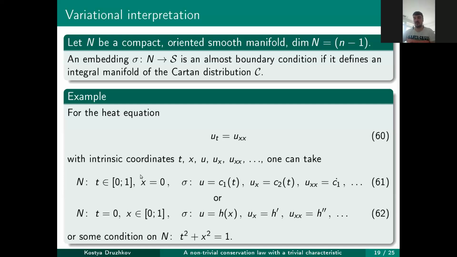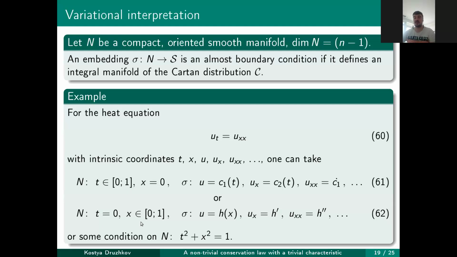And on this submanifold, we can consider the corresponding almost boundary condition. It has this form. It is given by two functions of time, c1 and c2. They can be chosen arbitrarily, and the rest of the components of this section is determined by these two functions. So u_xx becomes c1, because u_xx is u_t, and u_t gives us c1 dot, and so on. Arbitrary two functions describe almost boundary conditions for this segment.